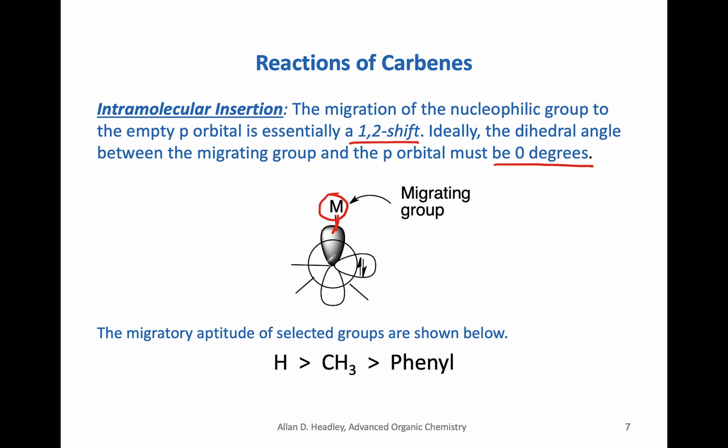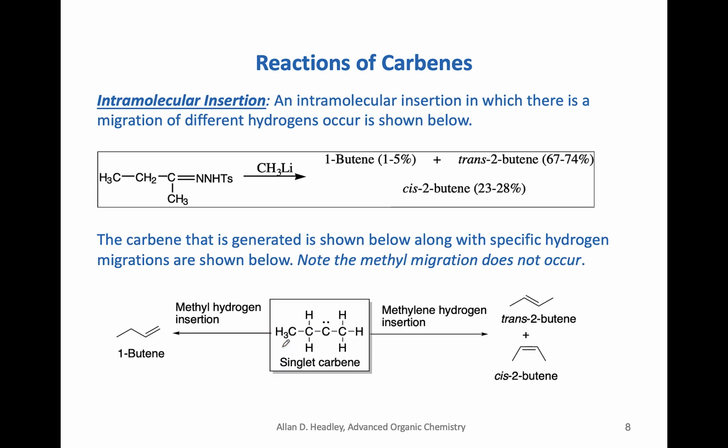So that's ideal, but as you'll see, there are slight differences from this 0, but if it's close enough, the migration will occur. What you'll notice here is that the hydrogen has the greatest ability to migrate. Then next we have other groups such as the methyl and the phenyl. But for our study, more than likely we will concentrate primarily on the hydrogen migration. Let us look at this example here.